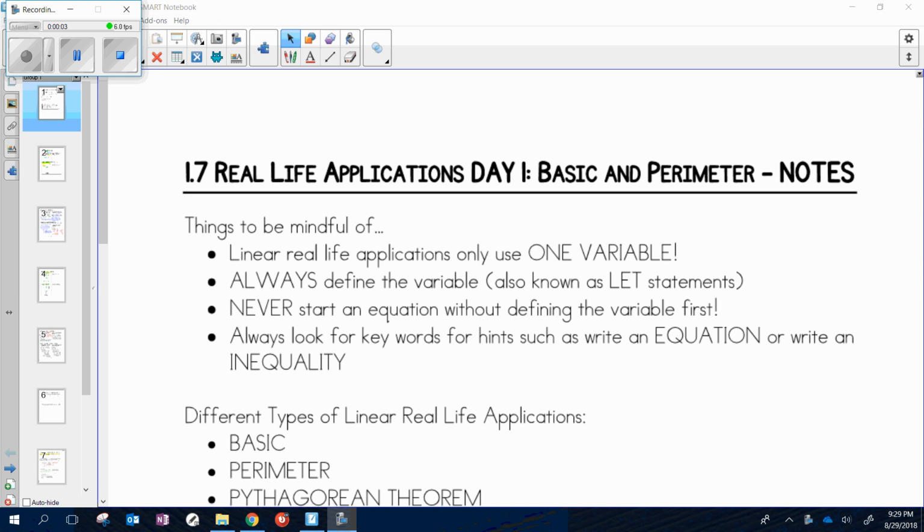Hi everyone, this is Notes 1.7. We have some real-life applications, basic and perimeter problems to solve today. So we better get right to work because we have a lot of word problems to do.